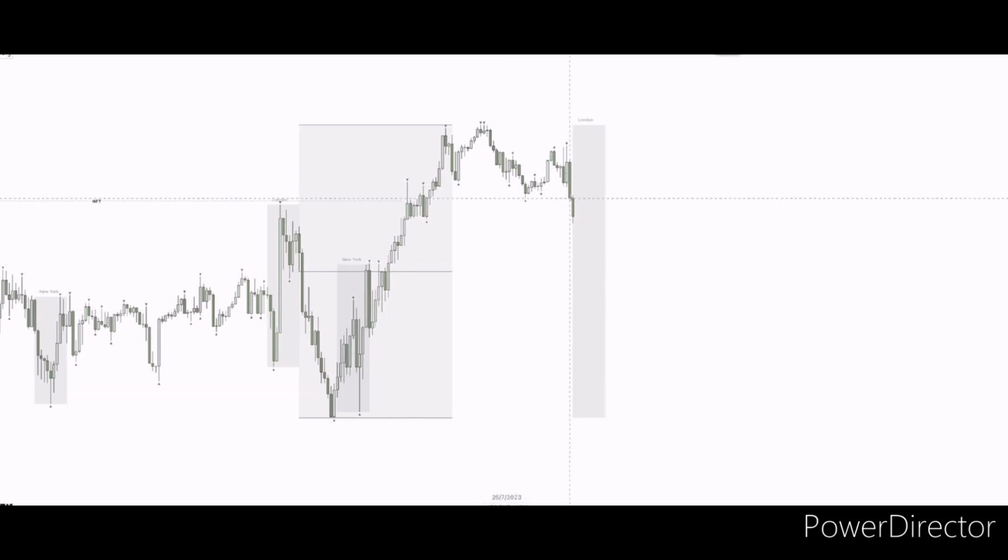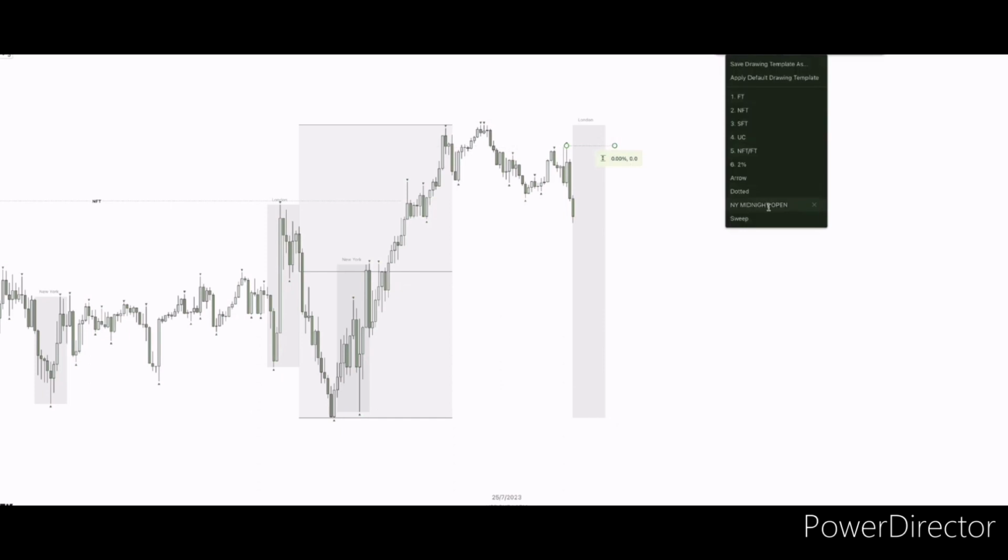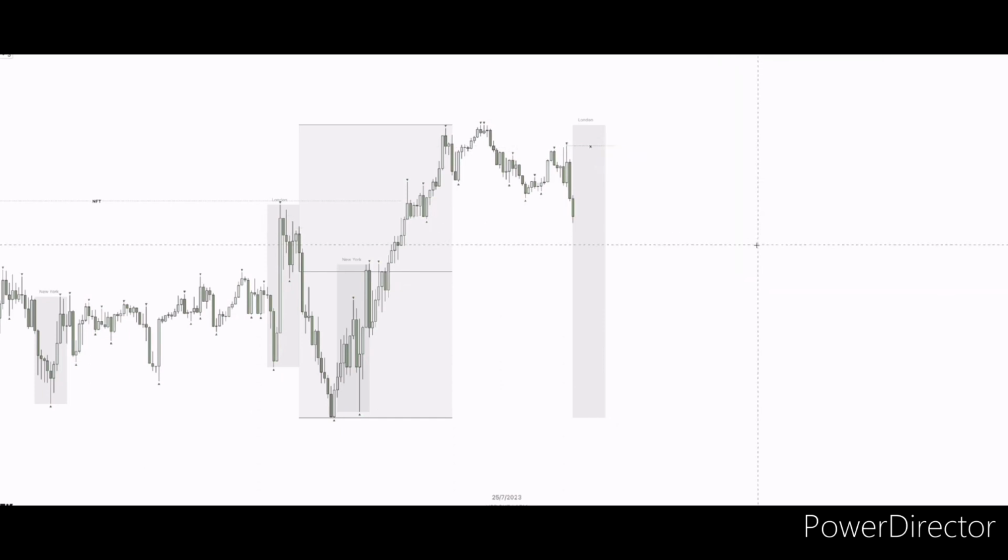We then see this fractal printed right here, and this is the liquidity pool that I'm looking to be taken in order to get involved in a trade. So if I just change this to an arrow, as you will notice, what I'm looking for now is price to retrace back up here and take the liquidity from above this fractal. Once we get that, we can then set our order, and then we can look to trade down towards the discount area of the 4-hour range.